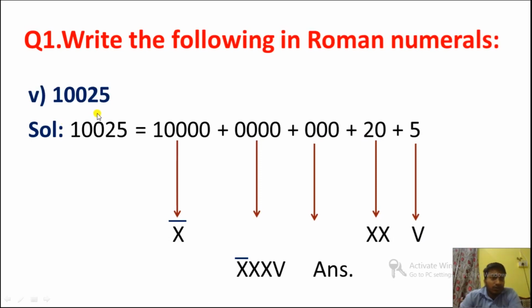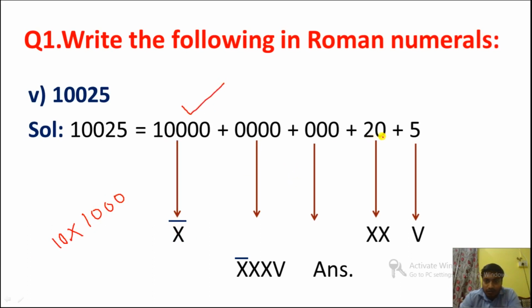Now we have 10,025. First we have to write it in expanded form. So we get 10,000 plus 20 plus 5. First we have to write the Roman numeral for 10,000. We can write it like this: X with a bar over it. The value of X is 10, and here we have given a bar, which means the 10 will be multiplied by 1000. When we multiply we get 10,000.